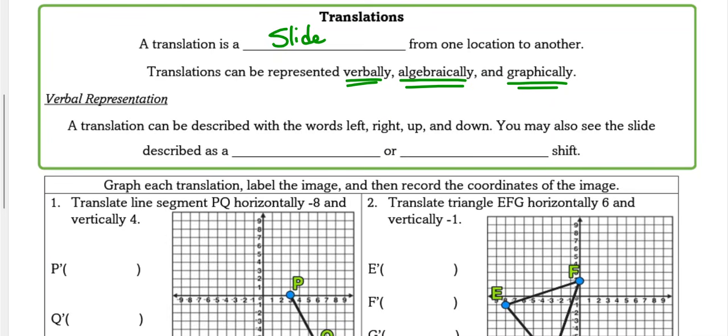So first we're going to start with a verbal representation. So a translation can be described with words like left, right, up, down. That's a simple way to say it. You might also see this written as horizontally or vertically. So horizontally means left and right. Vertically means up and down.